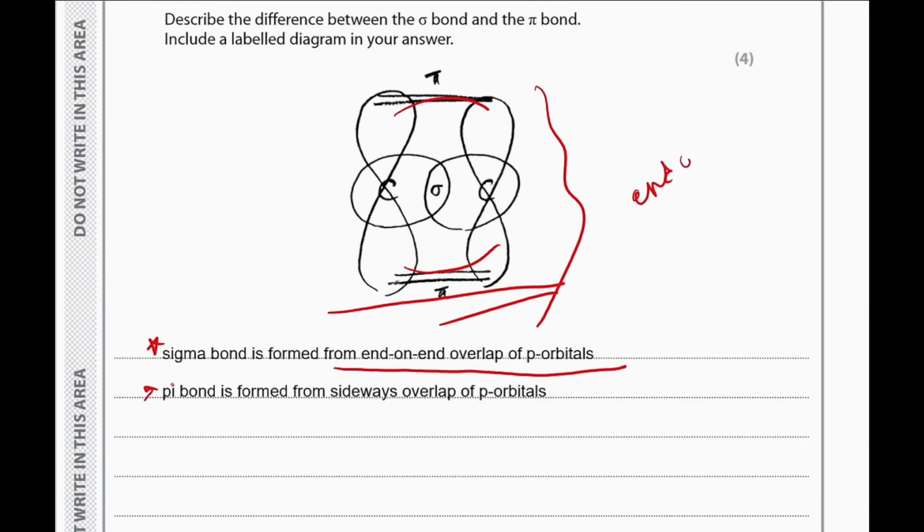But there is one thing you need to remember: whenever a pi bond is produced, a sigma bond is always produced, meaning that in the presence of a double bond, one of the bonds is supposed to be a sigma bond while the other is a pi bond.